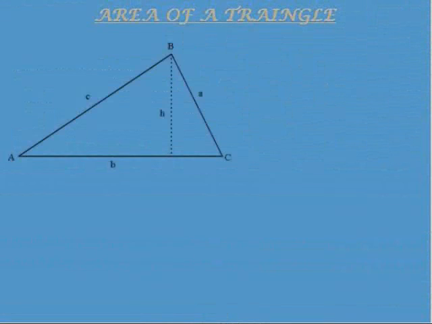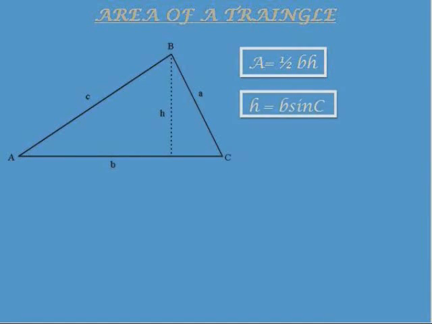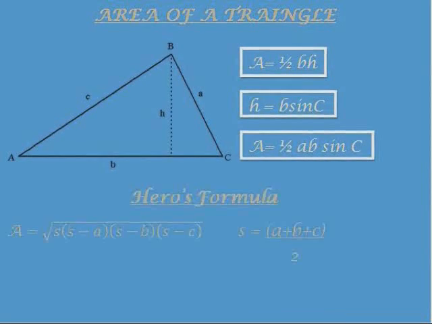We will now go over the area of a triangle. As you guys know, half base times height equals the area. What happens if you don't have the height? So height equals b times sine C. So the area equals 1/2 ab sine C.